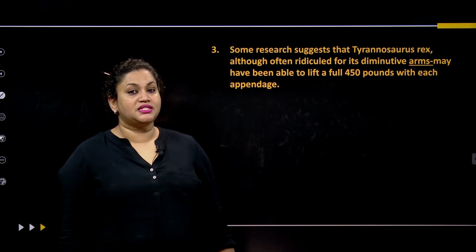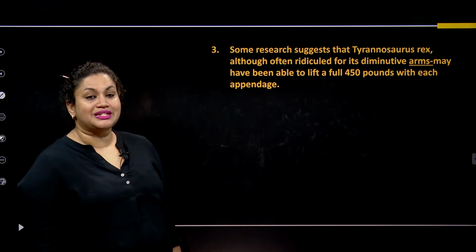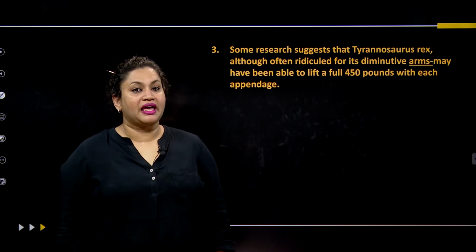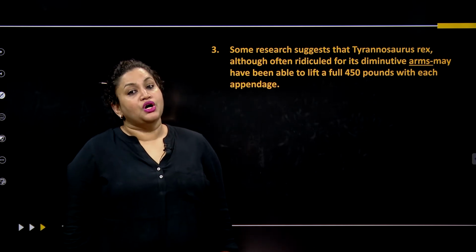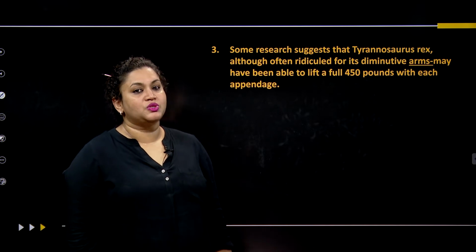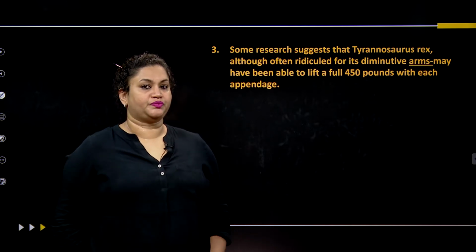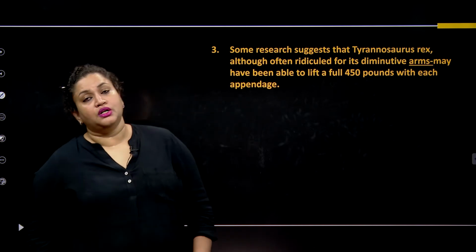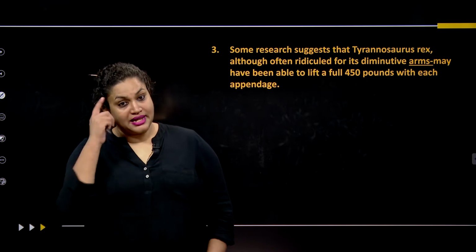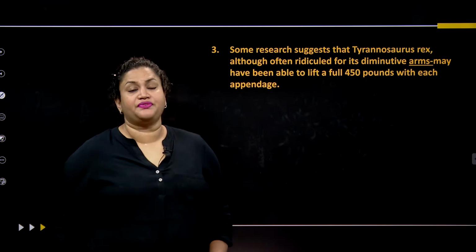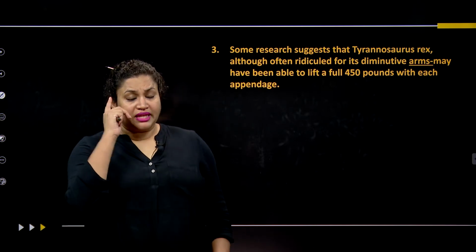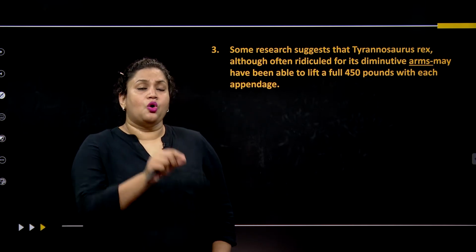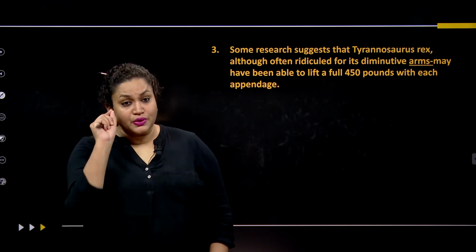Some research suggests that Tyrannosaurus rex, although often ridiculed for its diminutive arms, may have been able to lift a full 450 pounds with each appendage. Check whether a dash suffices. Give your answer first. Think where the underline is, and then think what a dash is doing there. Is it introducing something?